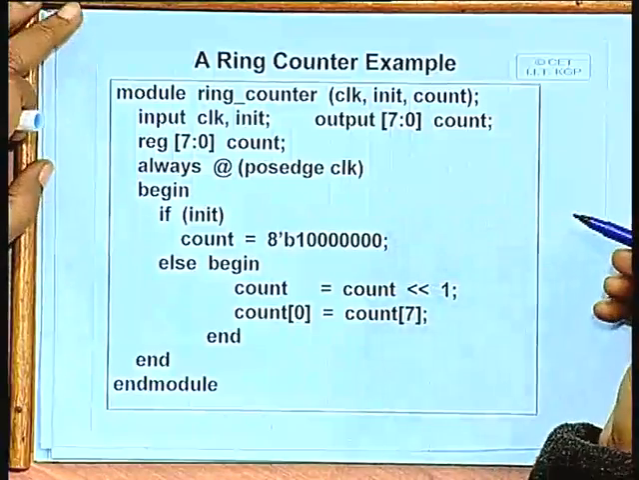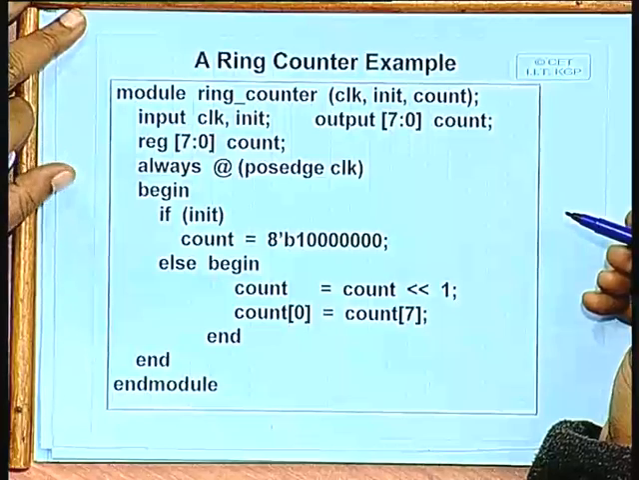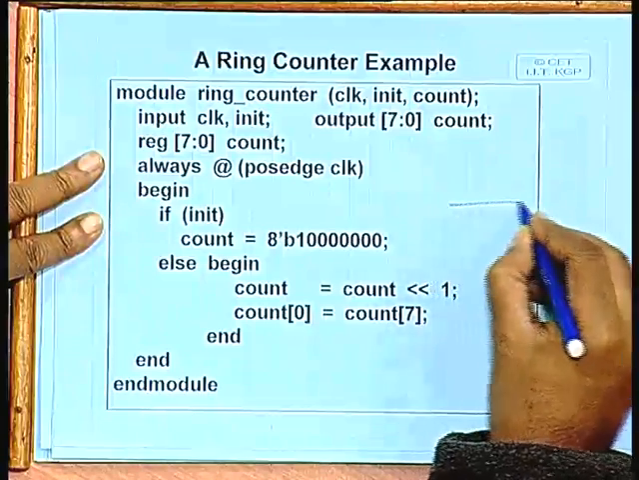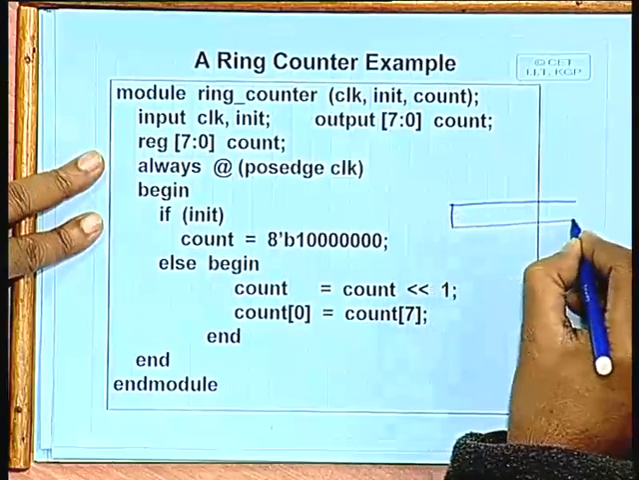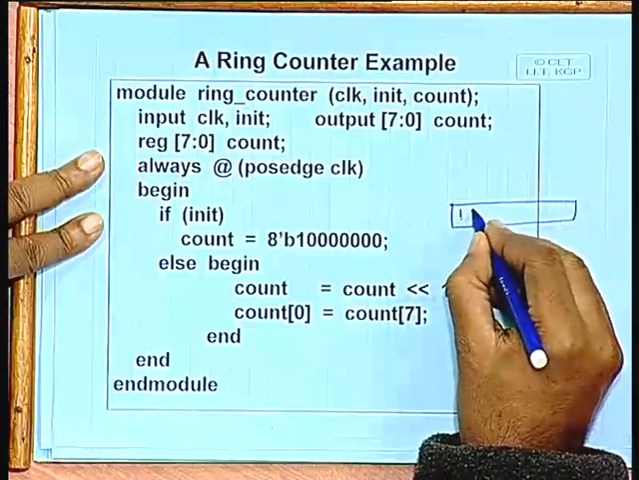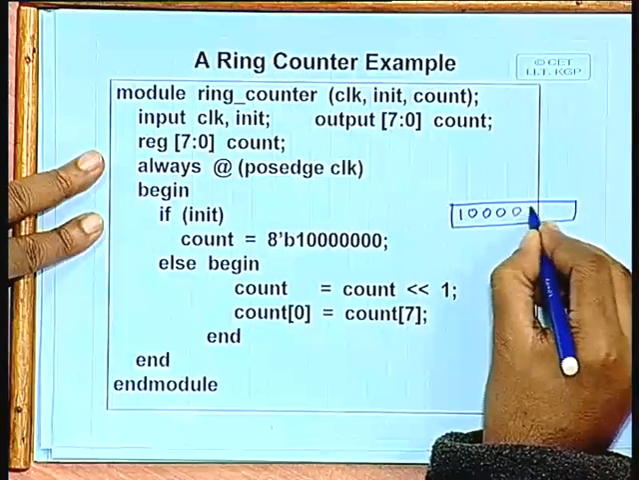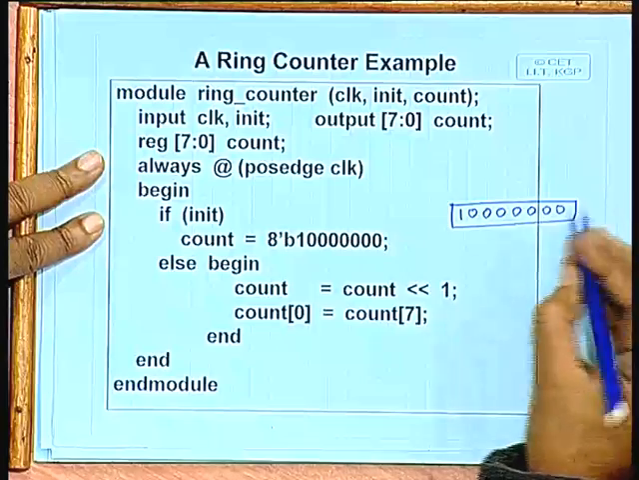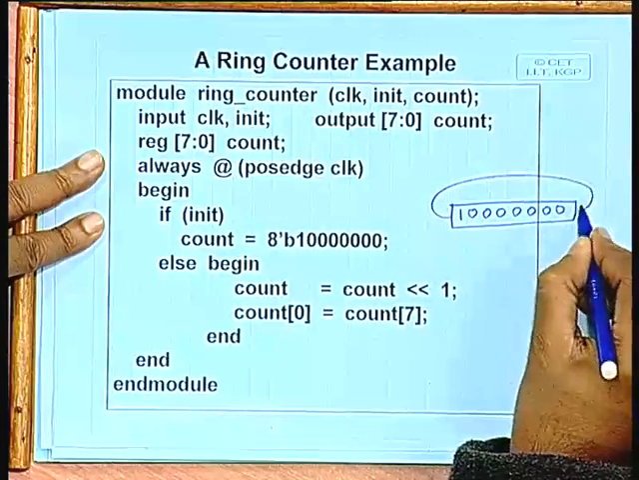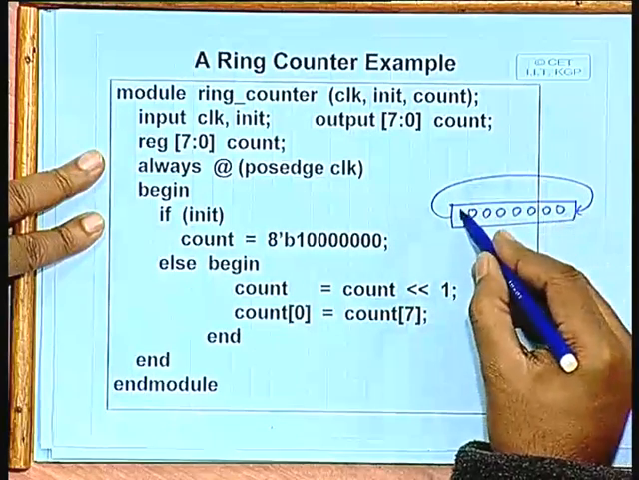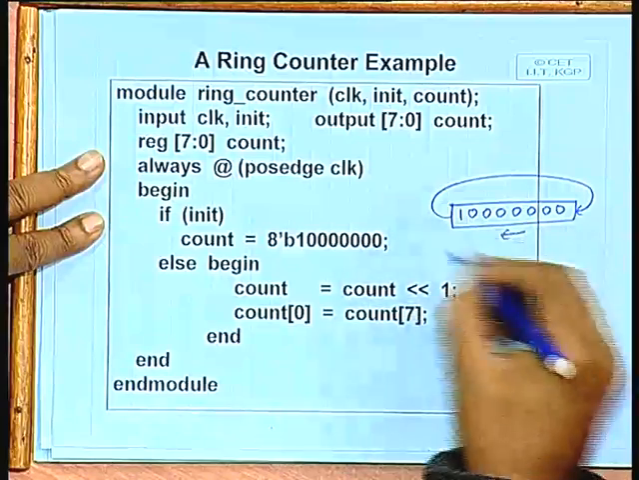So here we are trying to code a ring counter module. Ring counter, you remember what it is? There is an 8-bit register where there will be a single 1 and the others are 0. These bits will be rotating, so this single 1 will be moving around. It is a left rotate ring counter.